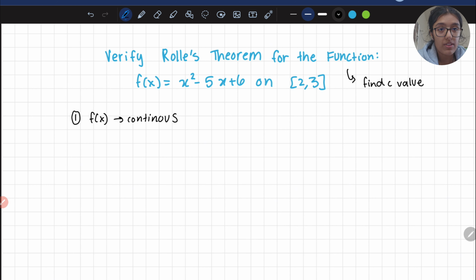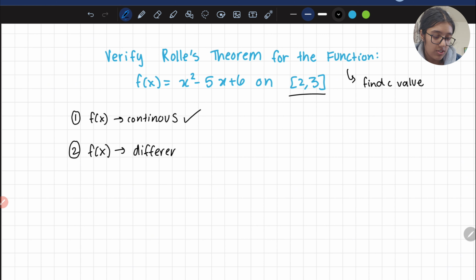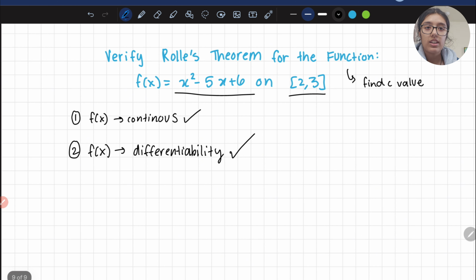And in this case, we know that all polynomial equations are continuous over their entire domain, negative infinity to infinity. So of course, it's also going to be continuous over this domain. So continuity is not a problem. Let's check differentiability. Differentiability in this case is also going to be satisfied. Every single point on this parabola is going to have a unique tangent at this domain.